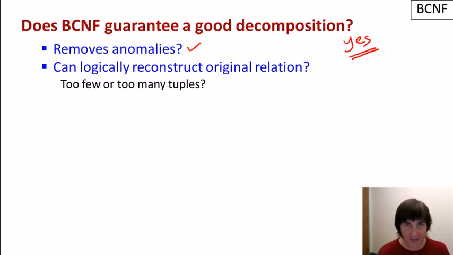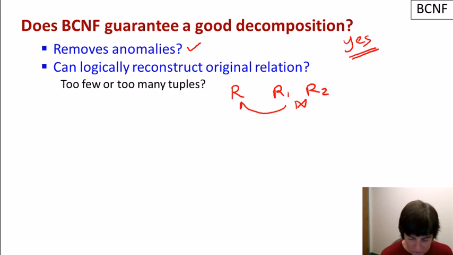It's a little less obvious seeing why BCNF decomposition does allow us to have a breakdown of a relation that logically reconstructs the original relation. So let's look at that a little bit more. We're taking a relation R, we're producing R1 and R2, and we want to guarantee that when we join R1 and R2, we get R back. We don't get too few tuples and we don't get too many tuples. Too few is pretty easy to see. If we break R into R1 and R2 and they're projections of R, then when we join them back, certainly all the data is still present.